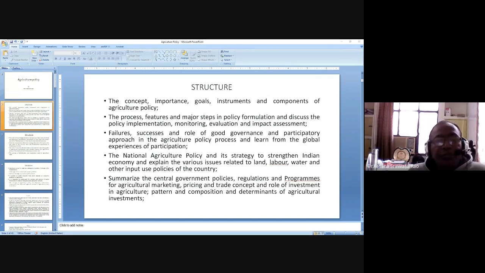Finally, we can summarize the central government policies, regulation and programs for agriculture marketing, pricing and trade concepts, and the role of investment in agriculture, pattern and composition, and determinants of agriculture investments. So this is the structure of today's agriculture policy lecture.